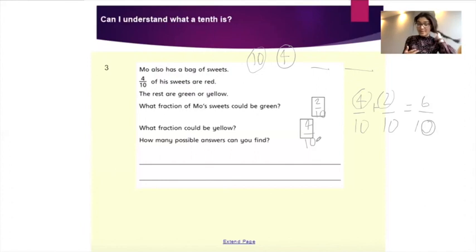Now, how many possible answers can you find? I would like for you to now tell me, if you didn't say that 2 of the sweets could be green, what number do you think would belong to the color green for the sweets? And how many sweets could be yellow? Or how many sweets would you say are yellow in Mo's bag of sweets? So it really does depend on the way that you're thinking about this question. There is more than one answer to this, so I'm excited to see what answers you come up with.